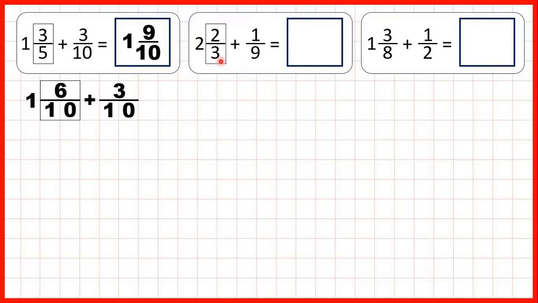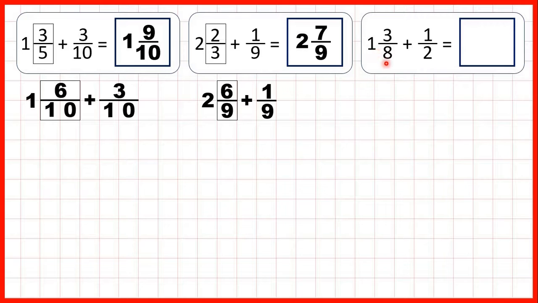Now we have 2 2/3, and we're adding 1/9. But to add fractions, the denominators need to be the same. So instead of 2 2/3 plus 1/9, we can write 2 6/9 plus 1/9. 6/9 is equivalent to 2/3 because 3 times 3 is 9 and 2 times 3 is 6. Now we add our fractions. 6/9 plus 1/9 is 7/9, and then we have 2 wholes, and we're not adding any, so that's 2 wholes in our answer, 2 7/9.